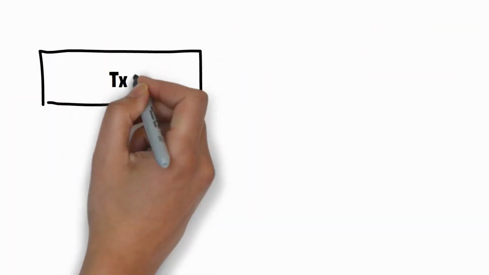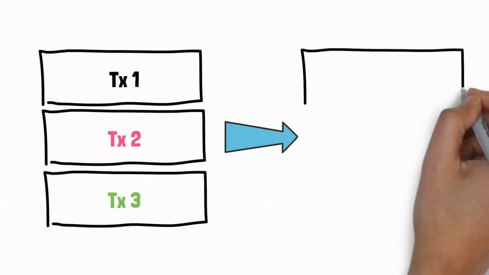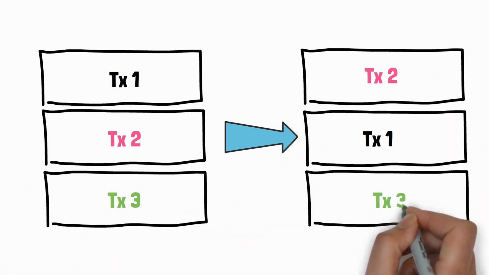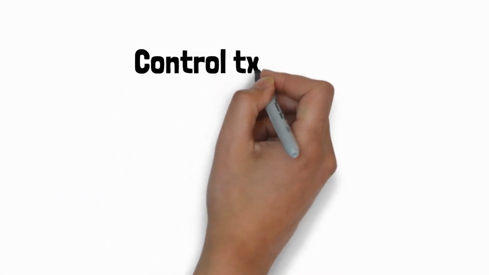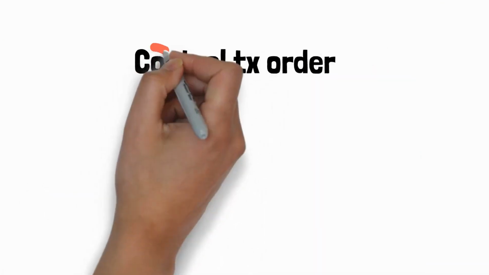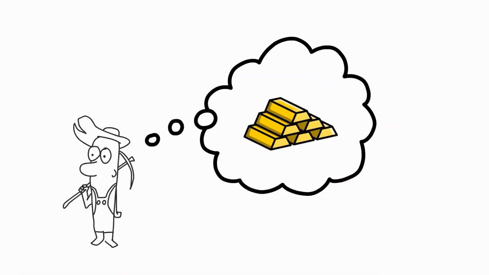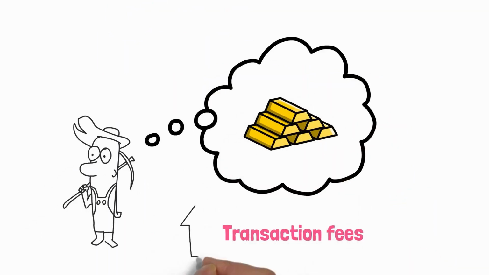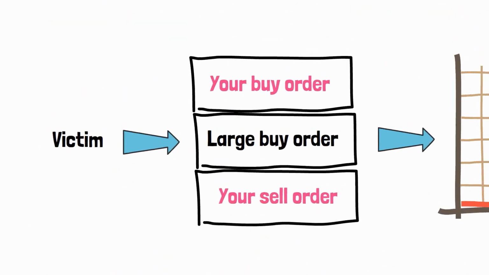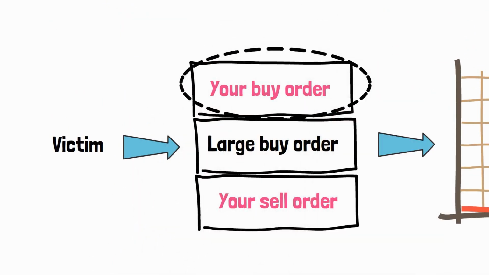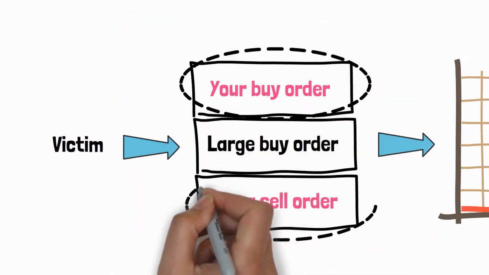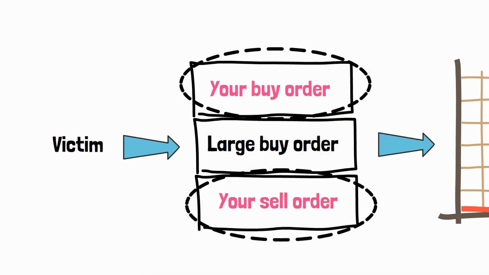Now, there is a caveat. If you are a miner, it's easy to reorder transactions, which is great for sandwich attacks. But if you are not a miner, you don't directly control the order of transactions, but you can influence it. Miners want to make as much money as possible. That's why they prioritize transactions with higher transaction fees. By sending your buy order with a higher transaction fee and a sell order with a lower transaction fee, you can influence the order of the transactions, but there is no guarantee.